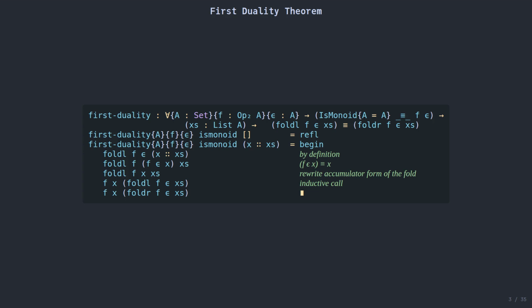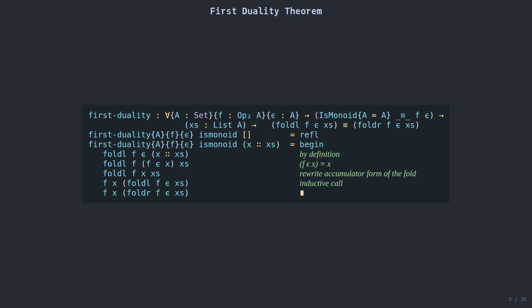Let us look at the next law that appears in Bird's paper. This one is called the first duality theorem. It states the following: if the operator is associative, and if it has an identity element epsilon, then a left fold and a right fold produce the same result. An associative binary operator with an identity element is a monoid. In Agda, we can use the is-monoid structure from the standard library to capture this assumption.